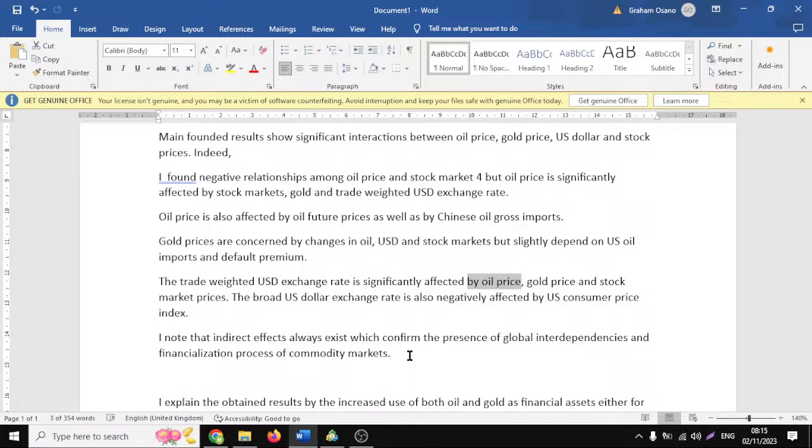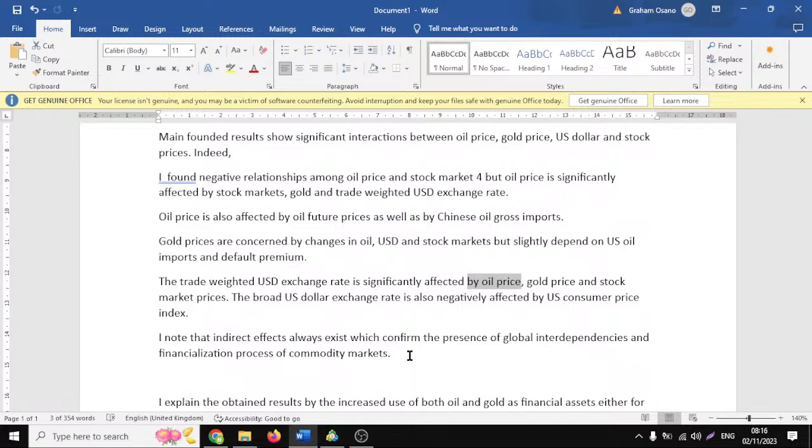So what happens is, whenever there is a sudden surge in oil, and mostly oil is imported from Canada and Russia and other countries, whenever the price of oil becomes expensive, that directly affects the dollar. And when the demand for gold increases, the demand for the dollar increases, because many people want to change their currencies into dollars before they buy it. The stock market price is the same thing. This is how it affects everything. The broad US exchange rate is also negatively affected by the US Consumer Price Index, but we're not going to look at that.